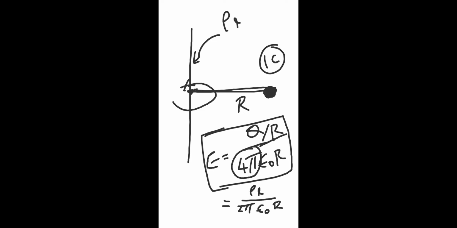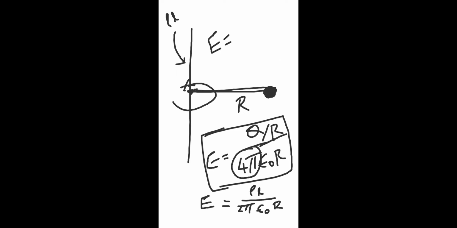So what is your final electric field due to line charge? Rho L divided by 2 pi epsilon naught R. What is R, sir? Your perpendicular distance from the line containing the charges. So what is my final answer? Due to a line containing rho L, I can calculate the electric field at any point with this formula: rho L divided by 2 pi epsilon naught R.